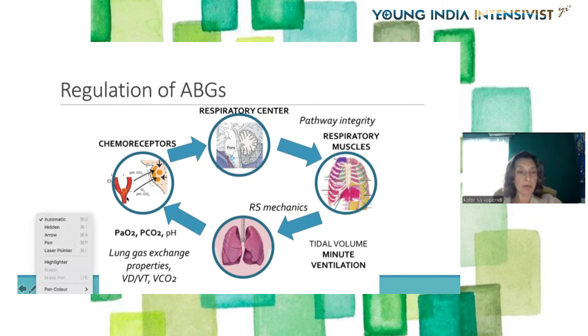Let me get my pointer here. So the loop closes here with the chemoreceptors sensing the changes in blood gases, signaling back to the respiratory center to modify again the next breath to adjust the blood gases to the target.